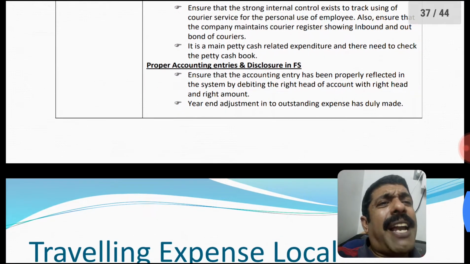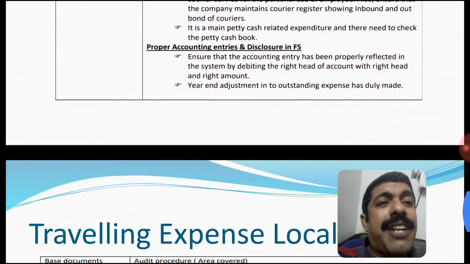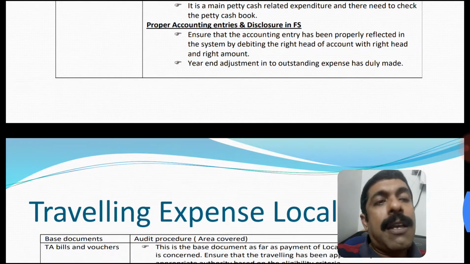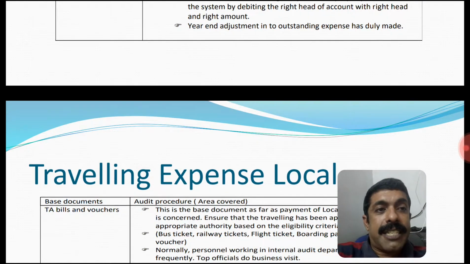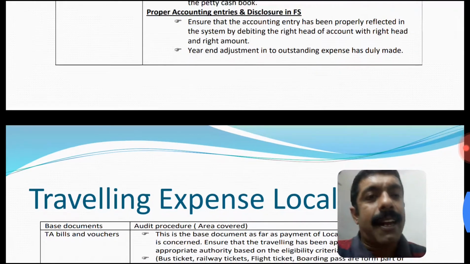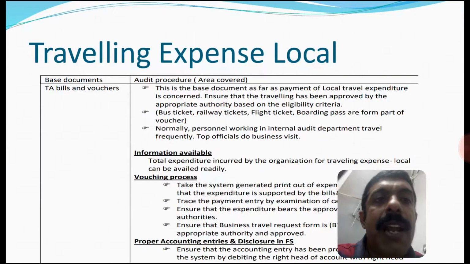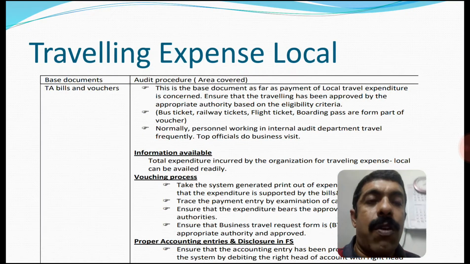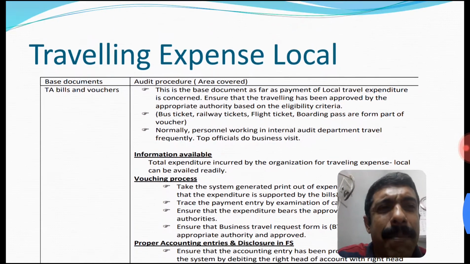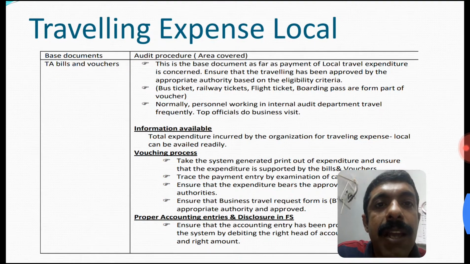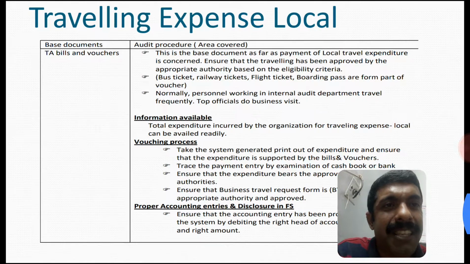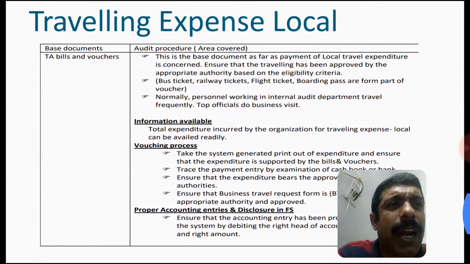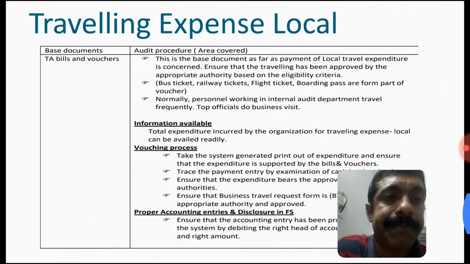Proper accounting and disclosure is also a common point. Ensure that the accounting entry has been properly reflected in the system, also a common point. And year-end adjustment also a common point. Traveling expense local: what are the documents to be examined? This is the main vouching expense. TA bills and vouchers. This is the base document as far as the local travel expenditure is concerned.